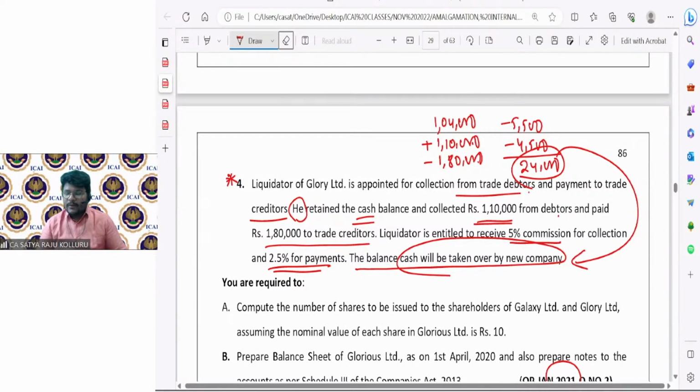Sir, that means trade debtors, is it taken over by the purchasing company? No. Trade payables of Glory Limited, is it taken over by the purchasing company? No. Is the cash balance mentioned in the balance sheet taken over by the purchasing company? No. 24,000 is taken over by the purchasing company. That is the information he is indirectly conveying through point number 4.